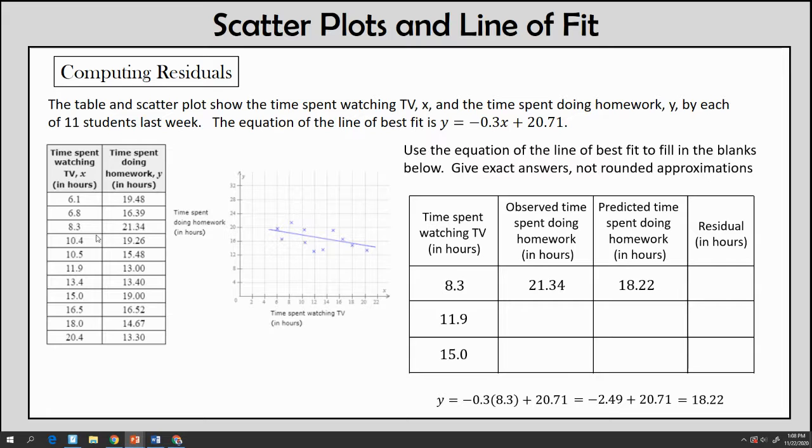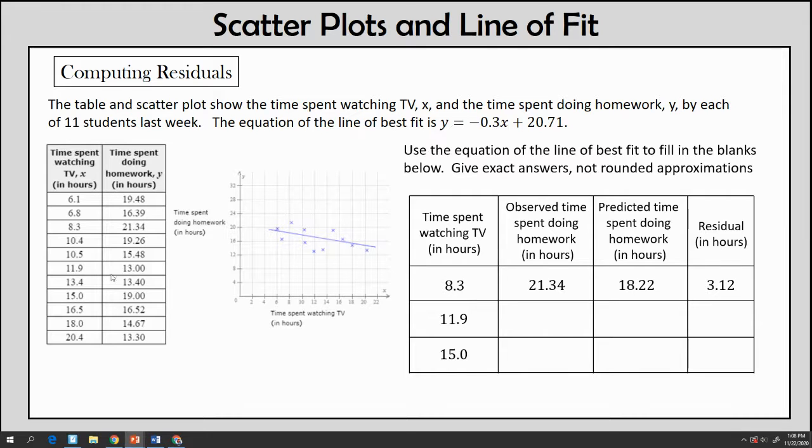So the actual person who spent 8.3 hours watching TV did 21.3 hours worth of homework. The line says that a person who watches 8.3 hours of TV should do 18.22 hours of homework. The residual, what we're looking for, is simply the difference of these two, 3.12. That's a value that we want to look at. Okay. Do it again for the 11.9.